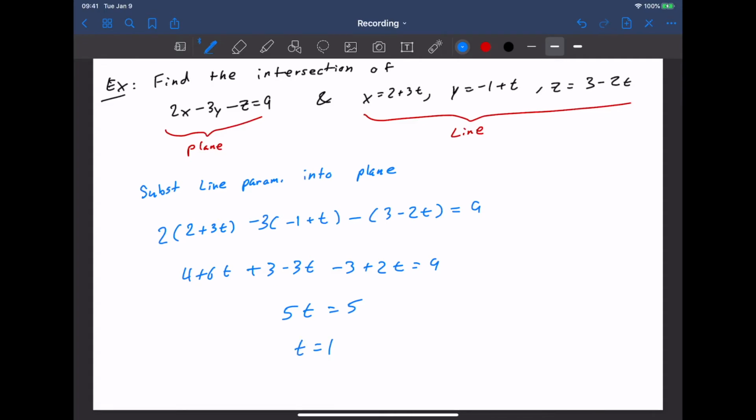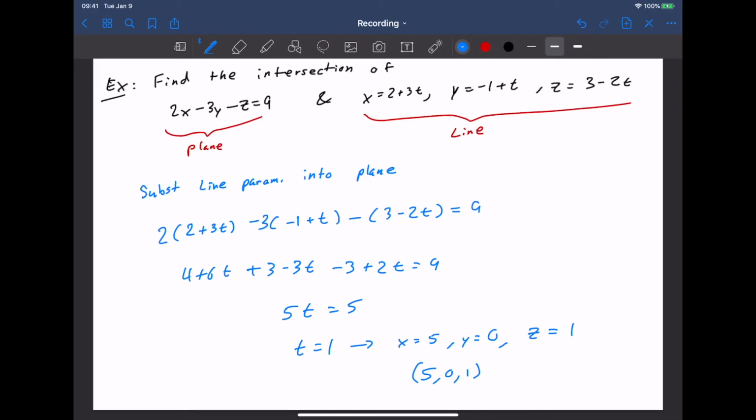Is that the intersection? No. We can plug that value of t, get x equals 5, y equals 0, z equals 1. There's only one point of intersection.